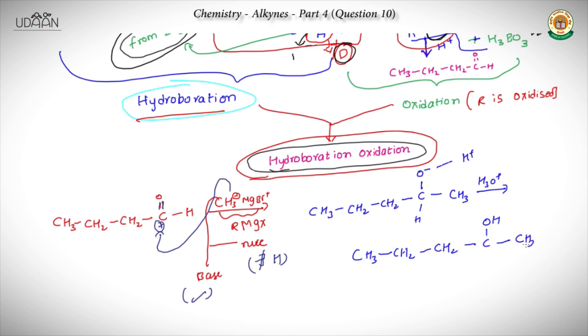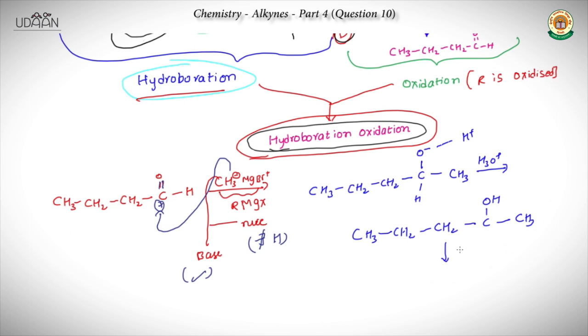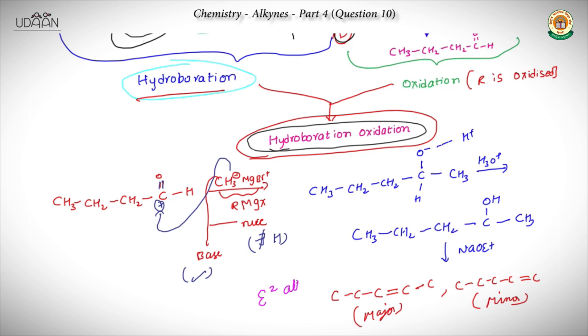And now you have treated this with NaOEt, sodium ethoxide. Now I'll give the answer for it. I want you to try it yourself. The answers are CCC double bond C, and CCCC double bond C. It is major and it is minor. This is because here E2 elimination occurs, which I've already discussed in the alkene chapter, and the reagent sodium ethoxide will suggest that to you.